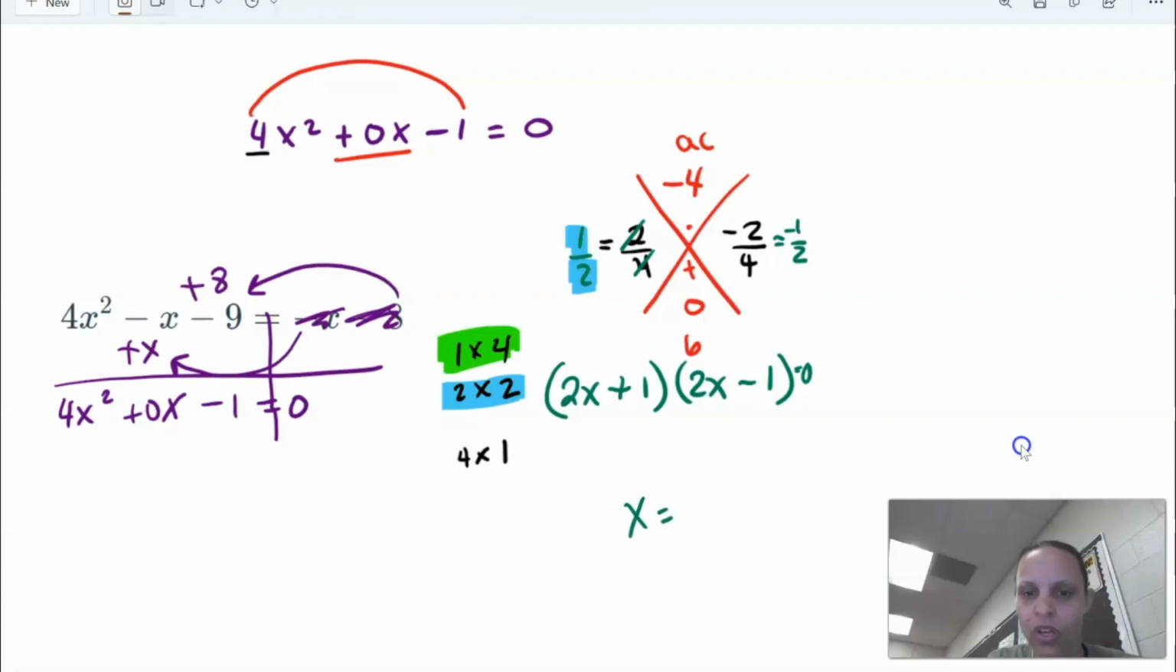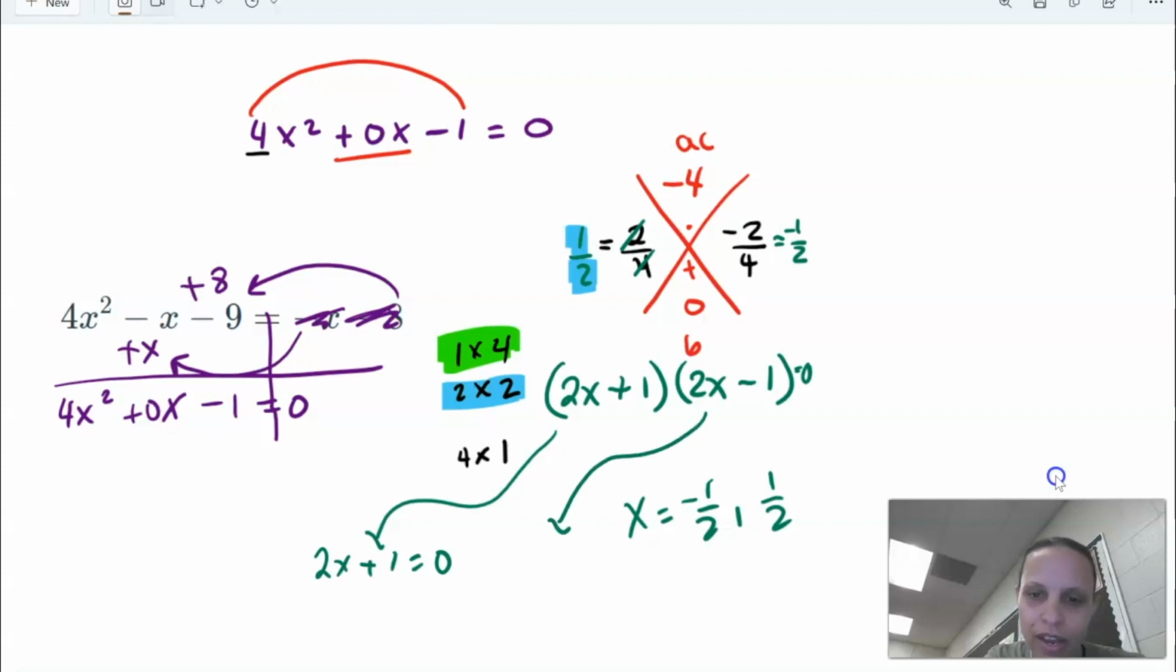So I'm going to first do the shortcut, then I'm going to show you why. The shortcut is the solutions are this, but opposite answers. So if it's positive a half here, it'll be negative a half. If it's negative a half here, it'll be positive a half. And of course, I can prove that by doing this. Okay, so 2x plus 1 equals 0.